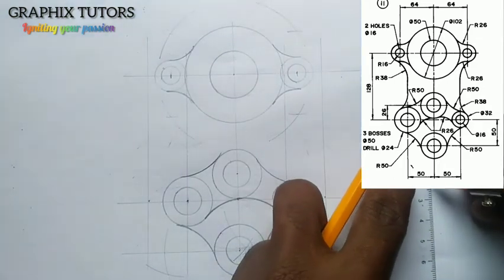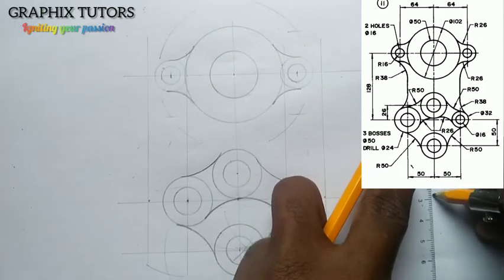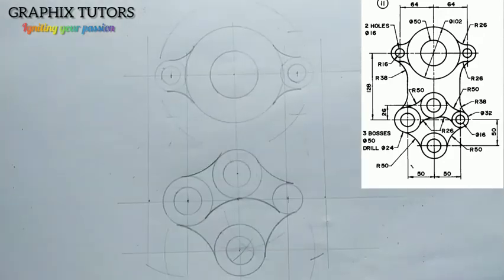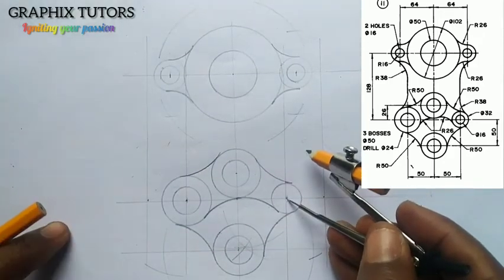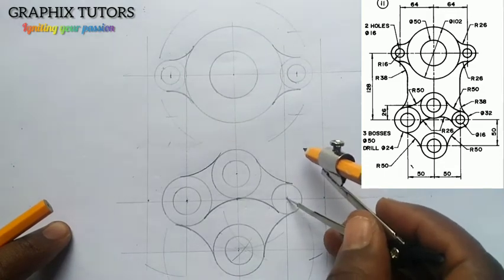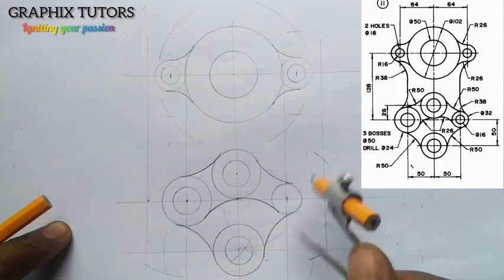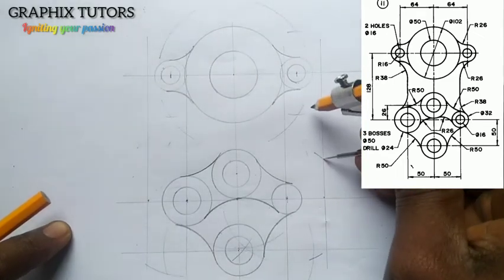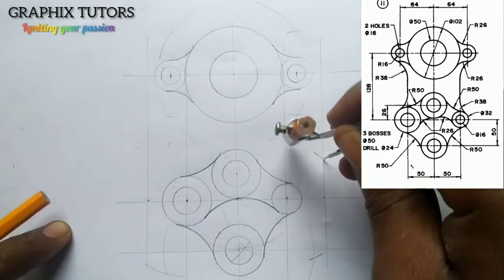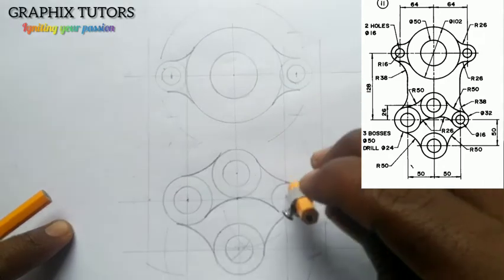From here to here is 27, right? I'll place it at this center here, and I'll cut here. Are you with me now? From where it meets at this point, I'll get my arc that's going to connect these two circles.